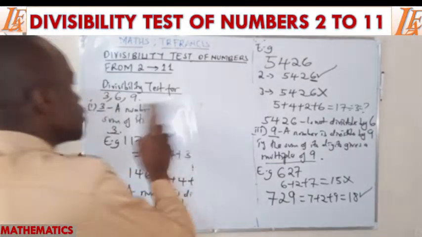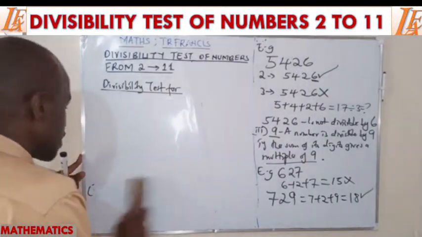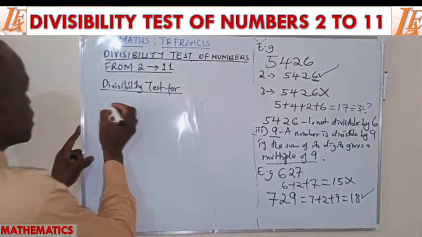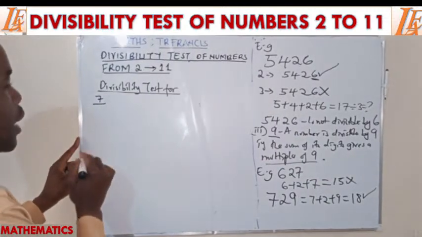Let us proceed to the divisibility test for 7. In your textbook, it is not there.